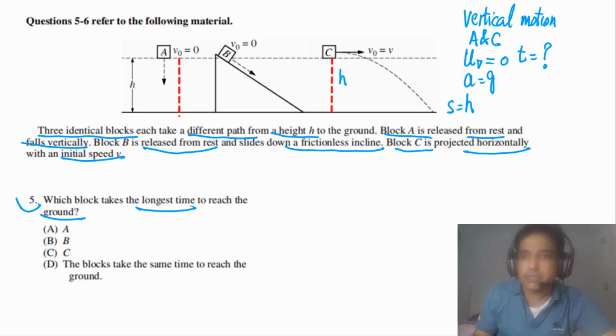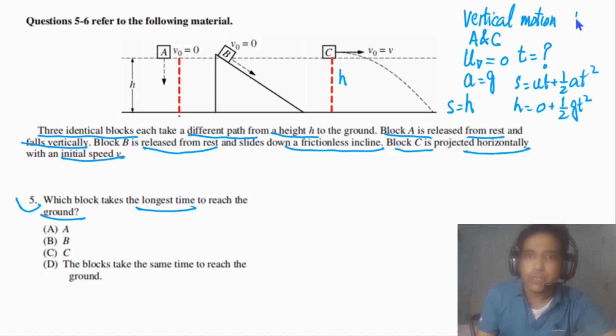As acceleration is constant, we can use kinematic equations. s is equal to ut plus 1/2 at squared. The initial vertical velocity is 0, so h will be equal to 0 plus 1/2 g t squared. One thing you need to understand is that in this case we are taking down as positive, so the vertical displacement is positive and g is also positive. From here, t is equal to the square root of 2h over g.